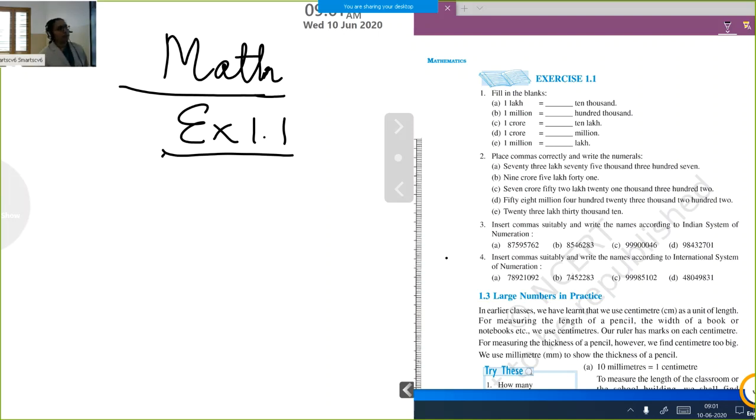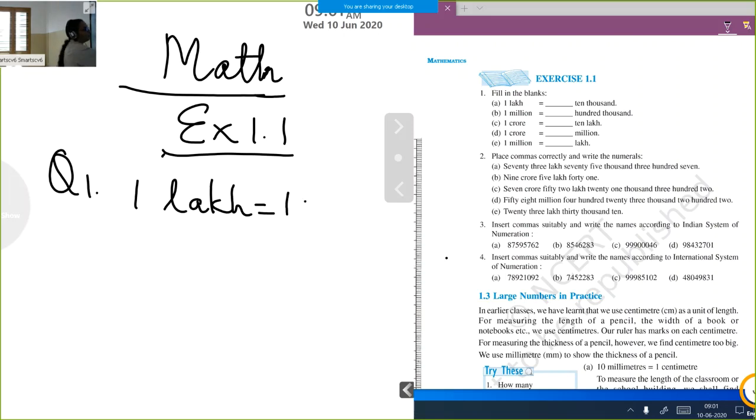What is the first one? That is the fill in the blanks. Okay, question number 1 is fill in the blanks. In that, they are asking, 1 lakh equal to how many 10,000? Children, how many zeros are there in 1 lakh? 5 zeros are there in 1 lakh. Then they are asking 1 lakh equal to how many 10,000?